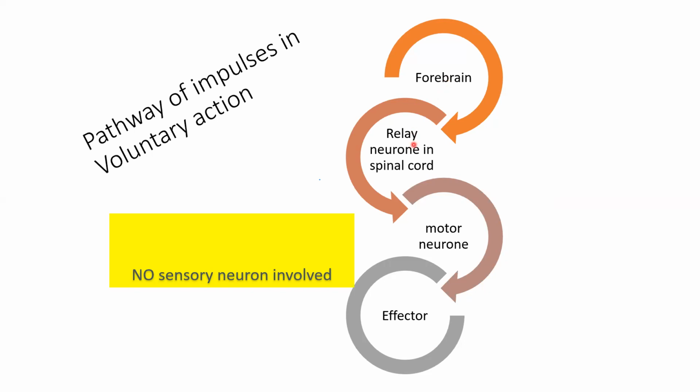They will be sending signal to the other relay in the spinal cord, and from the relay neurons of the spinal cord, the signal will be sent to the motor neuron, and that motor neuron will be sending the response. For response, they will be sending the signal towards the effector, and effector will be my muscles here in case of I want to write. Okay, so no sensory neuron are involved in case of voluntary actions.